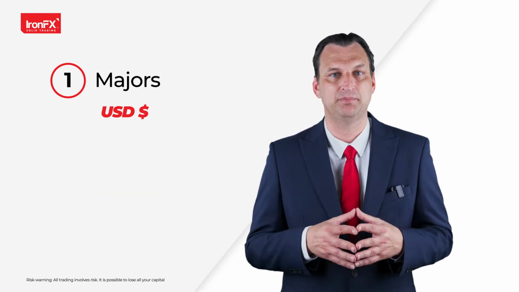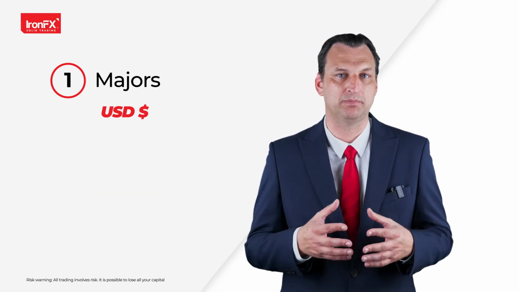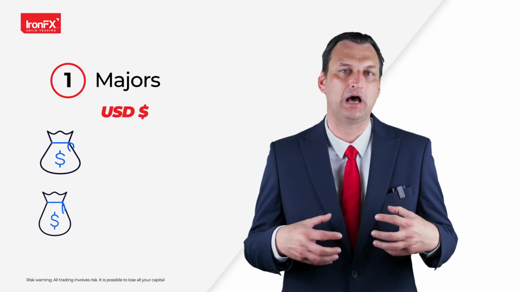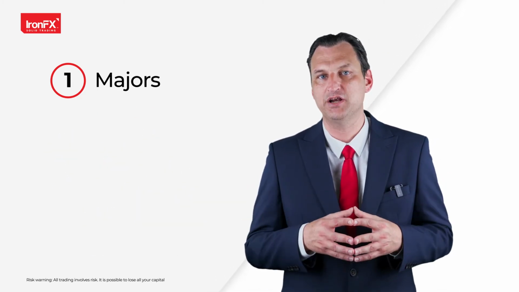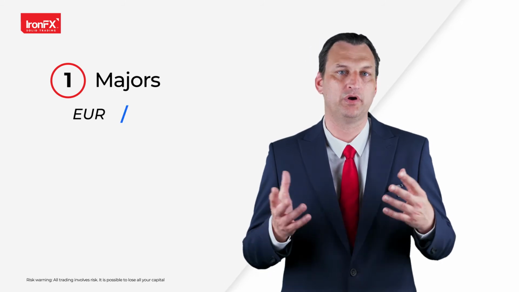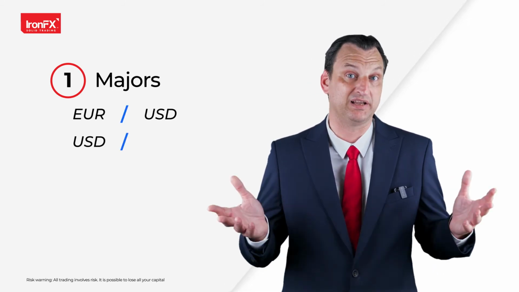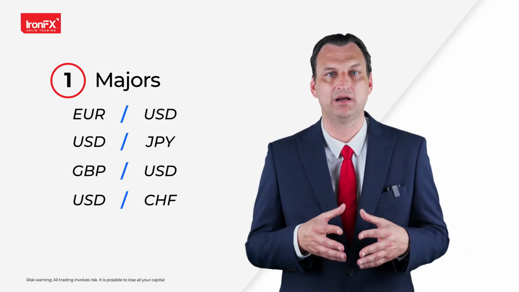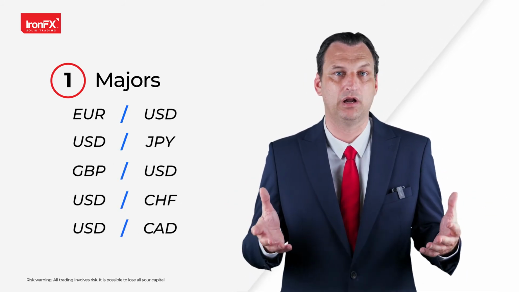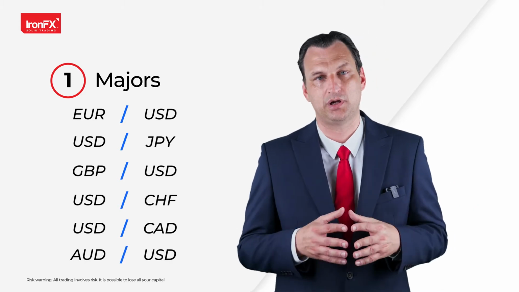The major currency pairs are the most frequently traded pairs in the world, and they constitute the largest share of the foreign exchange market. Examples of major currency pairs could include the euro against the US dollar, the US dollar against the yen, the pound against the US dollar, the US dollar against the Swiss franc, the US dollar against the Canadian dollar, or even the Australian dollar against the US dollar.